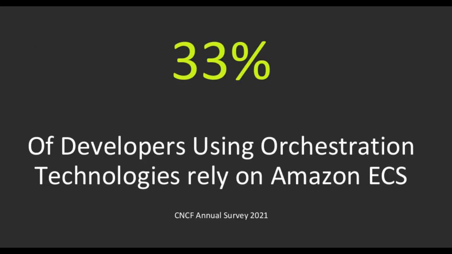But why should you care? Look at these statistics. One third of the developers using container orchestration rely on Amazon ECS. That's a massive chunk of the cloud. If there's a fundamental flaw here, it affects a huge number of organizations worldwide.